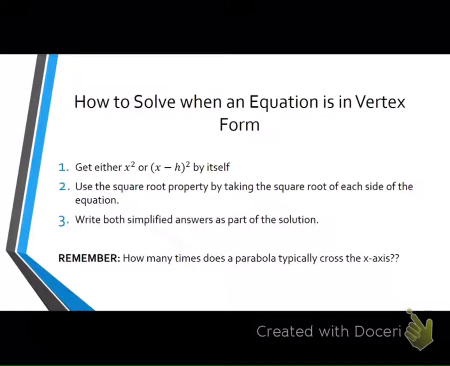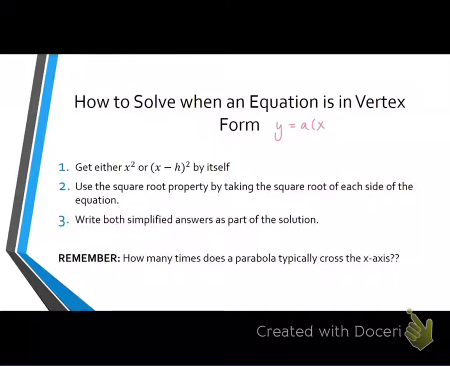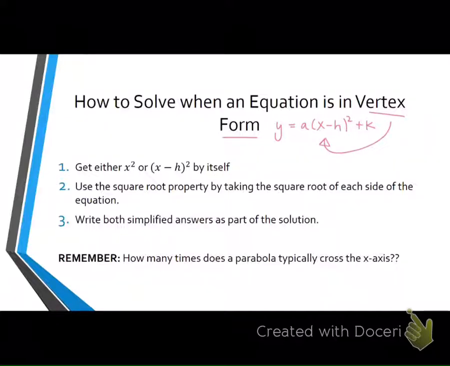This is what you use when your equation is in vertex form. So vertex form is y equals a(x minus h) squared plus k. If you have this form here, you are going to use the square root property.